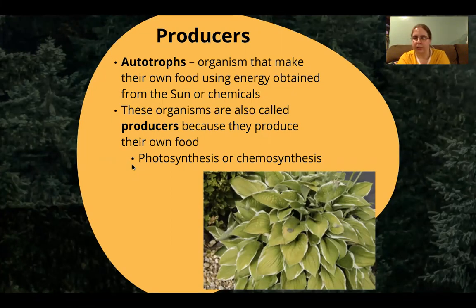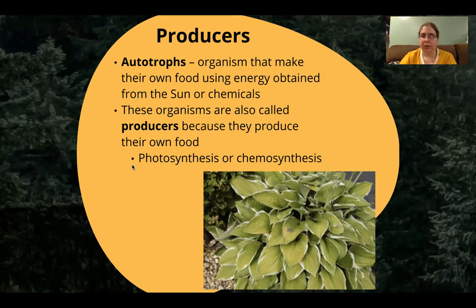So producers are also known as autotrophs. Now, auto means self, trophs means feeding. So these are self-feeders. What that means is that autotrophs are organisms that will make their own food using energy obtained by either the sun, thus doing photosynthesis, or by chemicals, thus doing chemosynthesis.